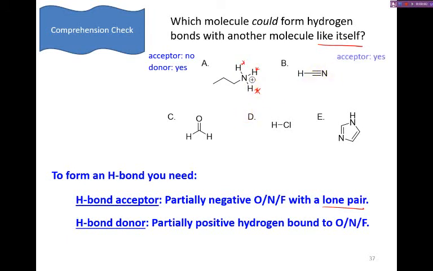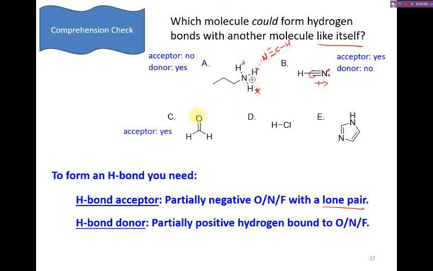B has an acceptor. There's a lone pair of electrons on the nitrogen, and this is a polar bond pointing that direction. However, there's no donor. Remember, this indicates a carbon because it's at a juncture, and so this hydrogen is covalently bound to carbon, which means that it cannot be donated in a hydrogen bond. So these 2 molecules could interact with each other. You could get the nitrogen interacting with the hydrogen on the molecule on the left, but on their own, they cannot hydrogen bond to themselves.